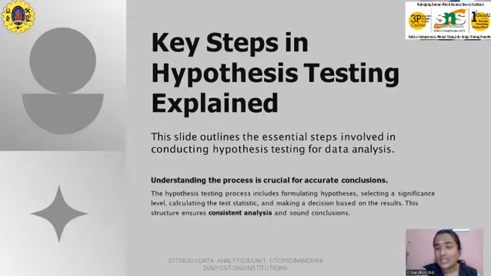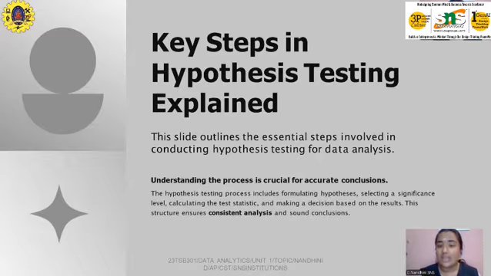These steps are used for us to understand how this process is accurately used to conclude the data set, which includes formulating the hypothesis, selecting a significance level, calculating the test statistics, and taking the decision based on the results. The structure ensures consistent analysis and sound conclusions. For example, first step is we are going to find the H0 and H1, that is whether it is a null hypothesis or alternative hypothesis.